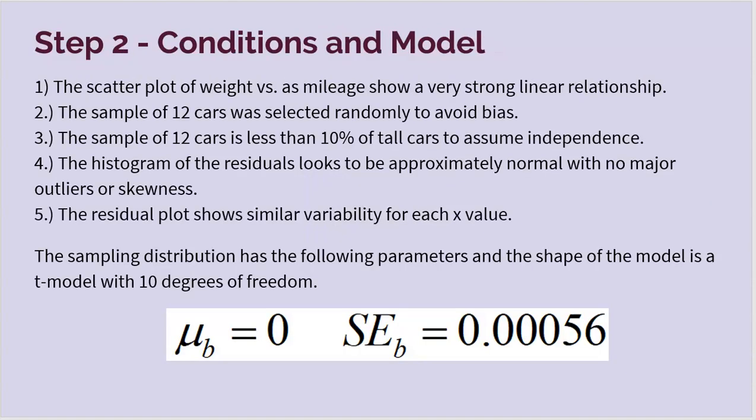All right, the conditions are: the scatter plot of weight versus gas mileage shows a very strong relationship. Obviously, I mean, it looked pretty good, right? Number 2, the sample of 12 cars was selected randomly to avoid bias. The sample of 12 cars is less than 10% of all cars to assume independence. The histogram of the residuals did look approximately normal with no major outliers or skewness. And the residual plot shows similar variability for each X value.